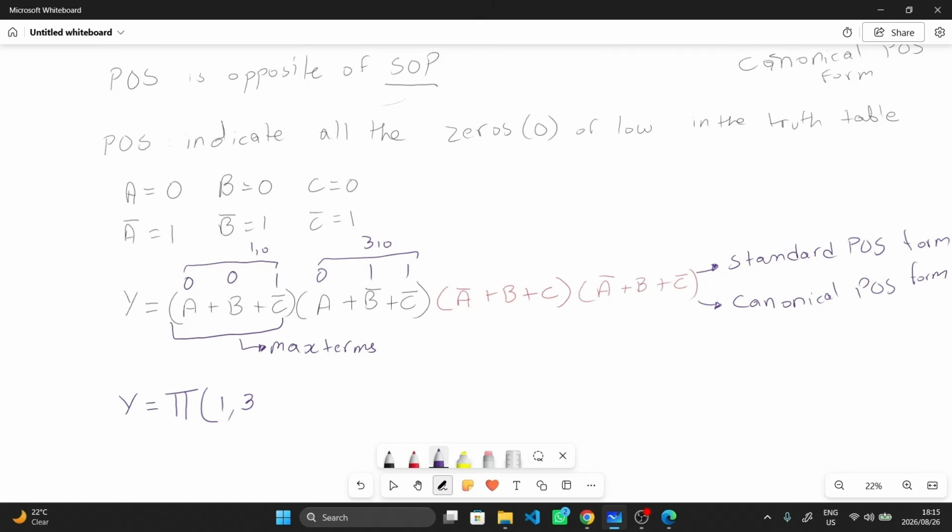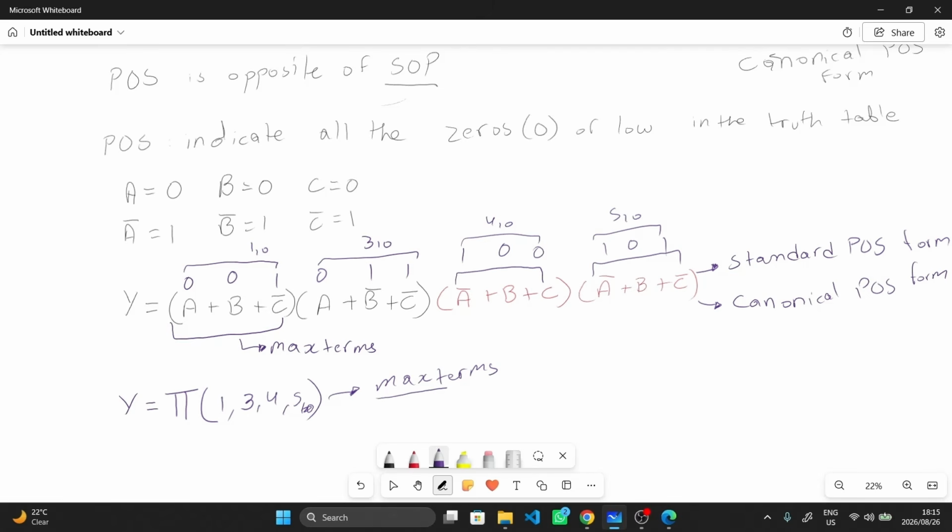Now let's say A is 1, B is 0, C is 0, so that is 4. So we put 4, and then we have 1, 0, 1, which is 5. So we put 5 here. So this becomes our max terms. So what to remember in this case?